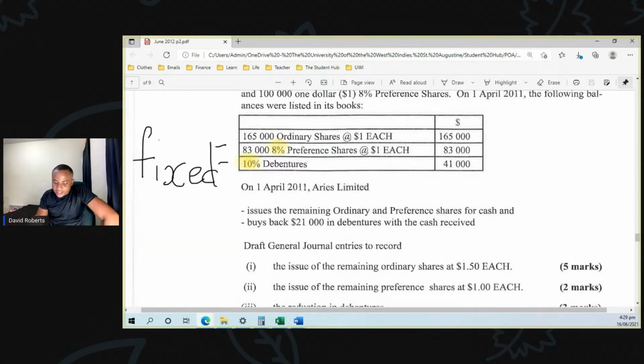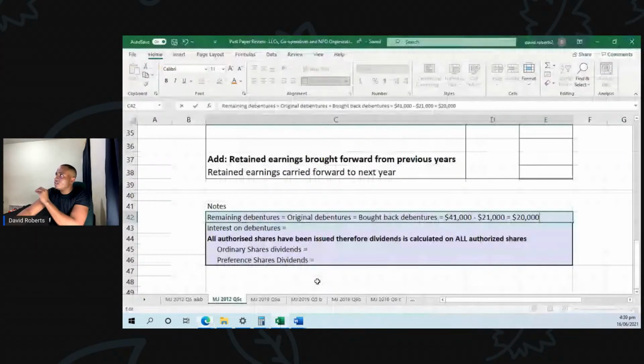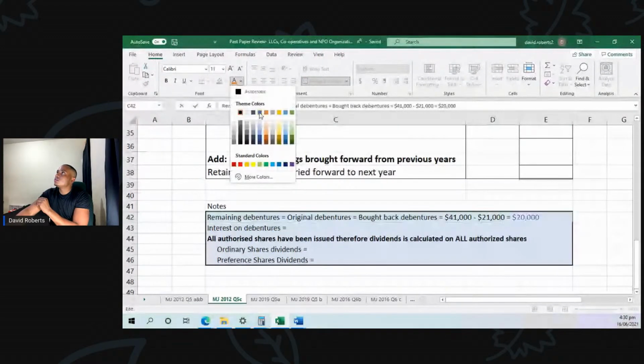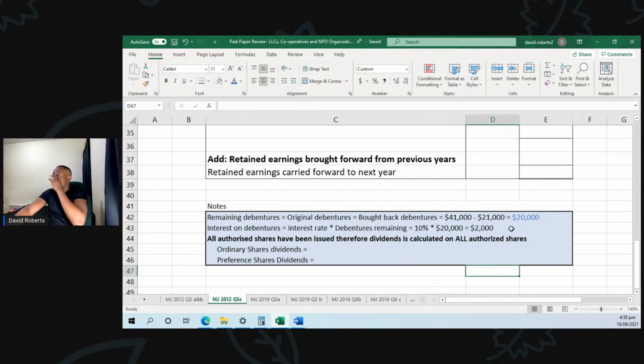In order to find the interest on the debentures, we need to take the same 20,000 that we just found and find 10% of it. That's correct. So the interest on the debentures will be the interest rate multiplied by the debentures remaining. This equals 10% multiplied by the 20,000 debentures remaining. So the interest is 2,000.